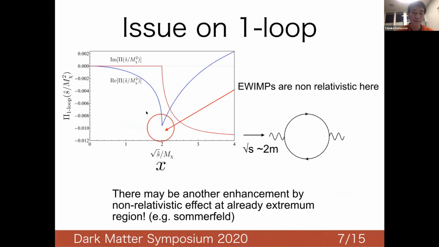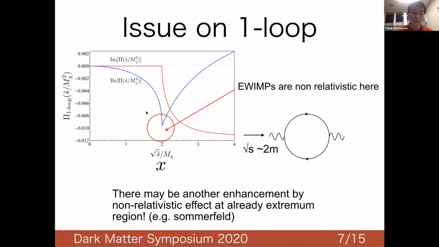And in order to sum up these diagrams, we solved the non-relativistic Schrödinger equation for two-body states of EWIMP. And this is the numerical result, zooming in on this threshold region. And this is the result. The x-axis is the logarithm of the normalized center-of-mass energy minus 2. So here is the threshold. I only show the region where x is smaller than 2.